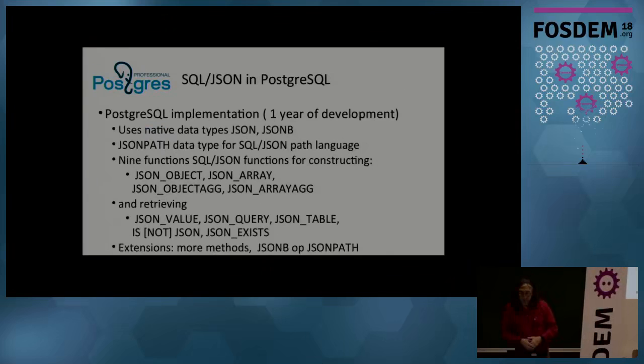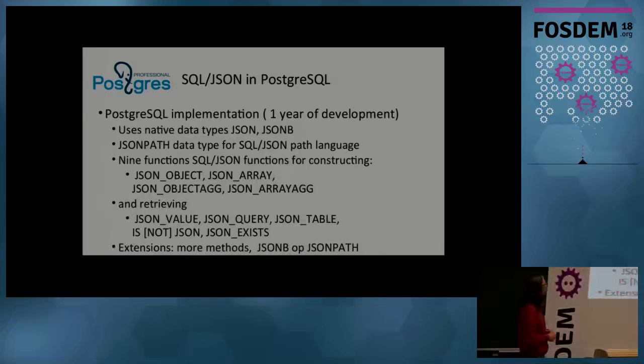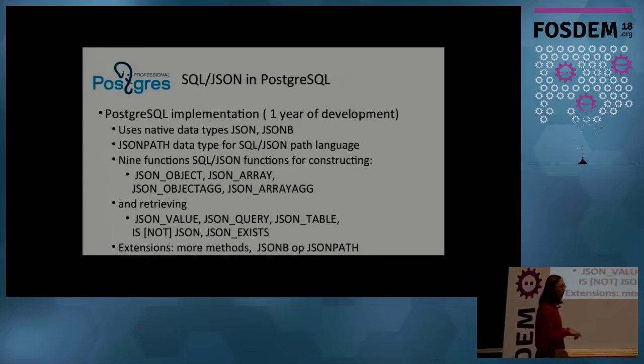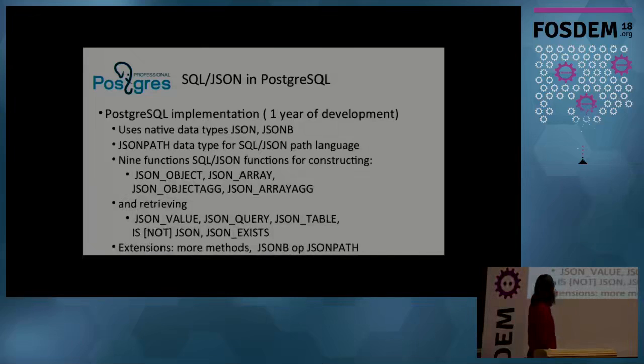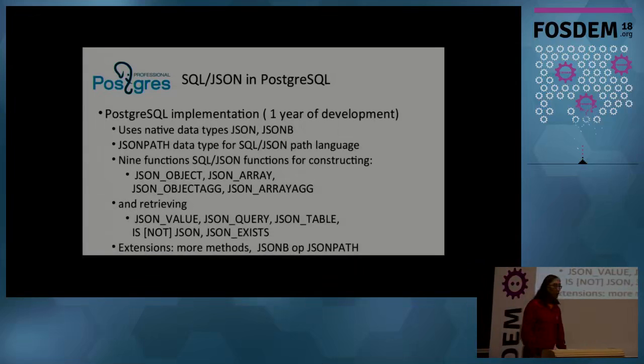And in Postgres, we started development of this SQL JSON standard here in Brussels 1 year ago. We use no new data type. We use the same data types we already have, JSON and JSONb. And we introduce a new data type, JSON path, a data type for the SQL JSON path language, and 9 functions for constructing JSON objects and retrieving. Also, of course, we added some more methods and some operators for JSONb and JSON path.